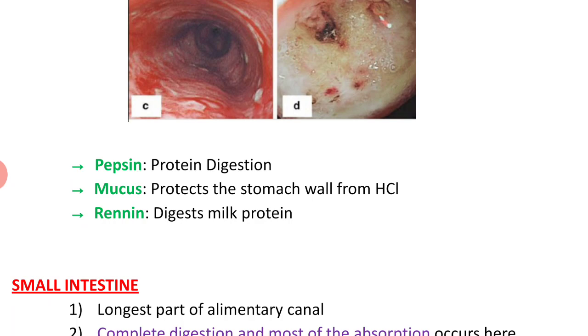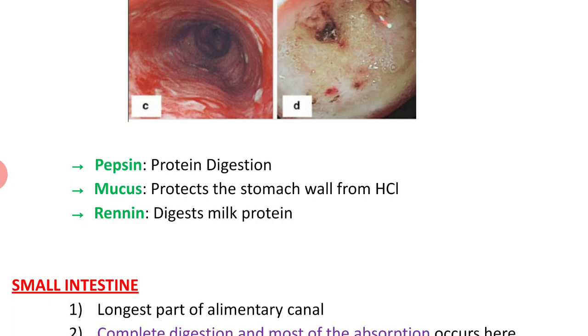Another component of gastric juice is pepsin. Pepsin is for the digestion of protein, and you can remember this by P for pepsin and P for protein. So pepsin is for the digestion of protein.